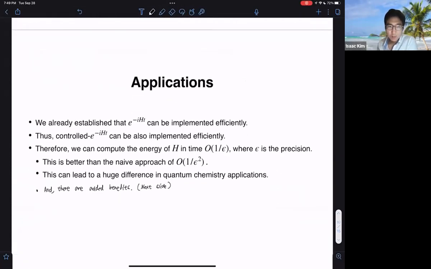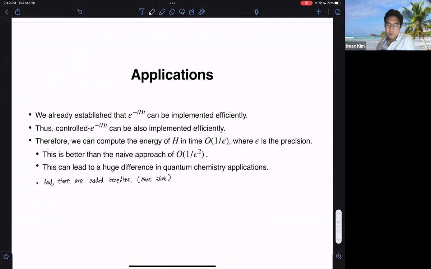Okay, so what are the applications? It was kind of a strange toy problem, as I said, because we assumed that we begin with an eigenstate of the unitary, which is in general not an easy thing to do. One application is actually measuring the energy. We already established that we can implement e to the minus iHt efficiently on a quantum computer, and therefore the controlled version of that can also be implemented efficiently.